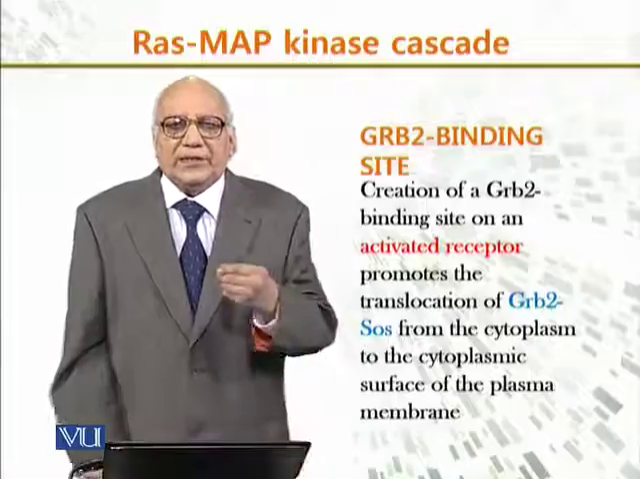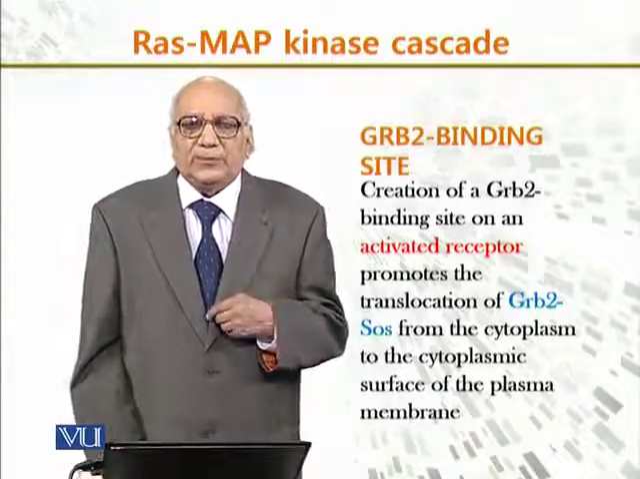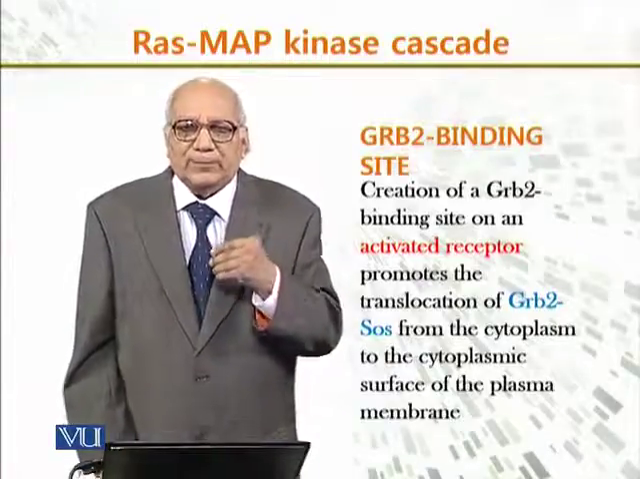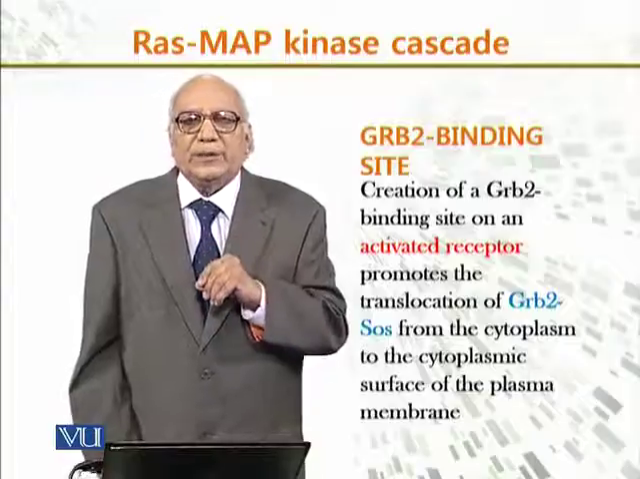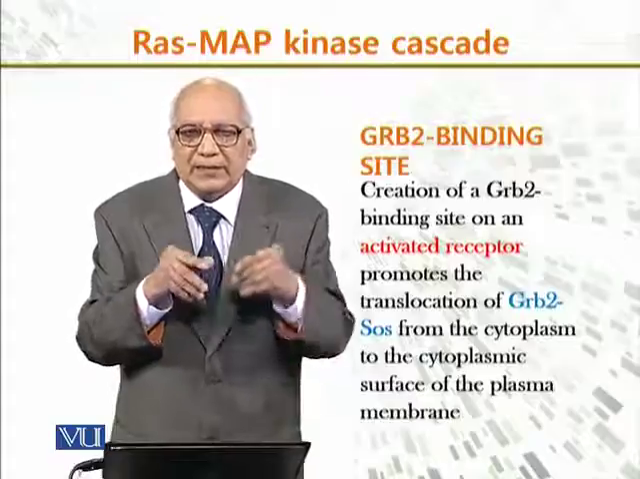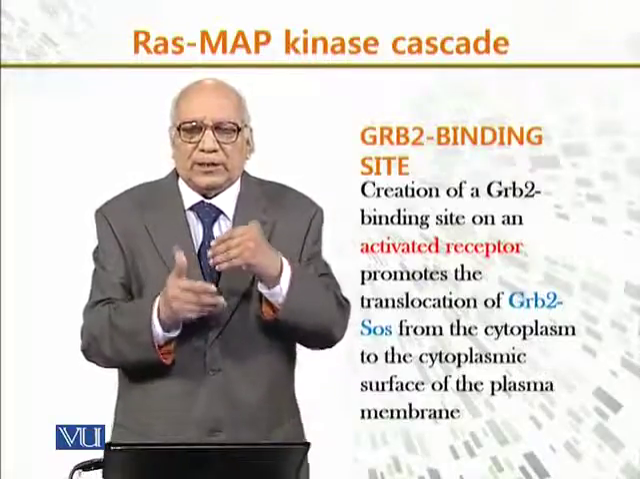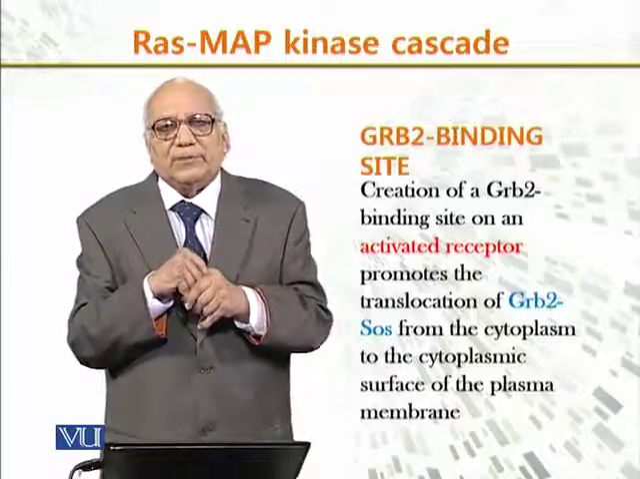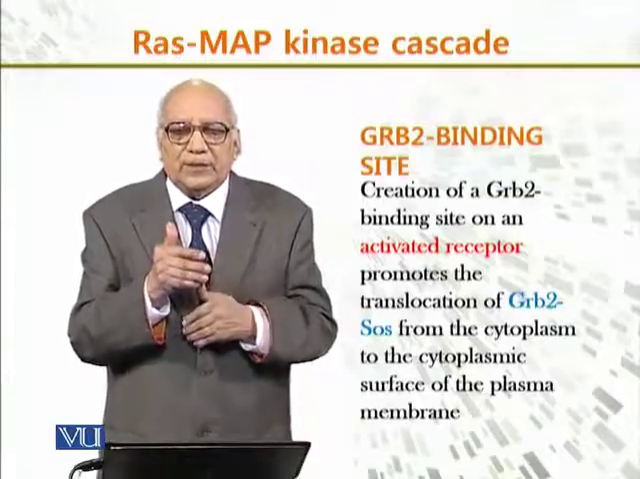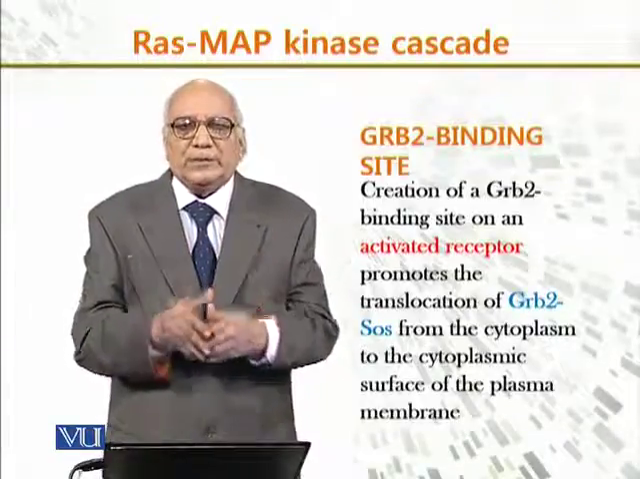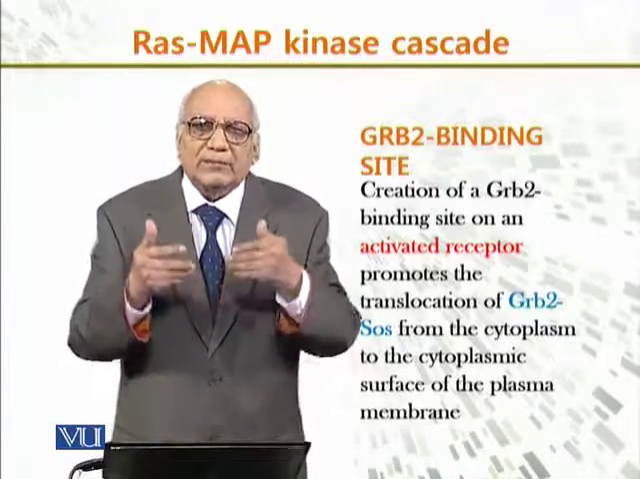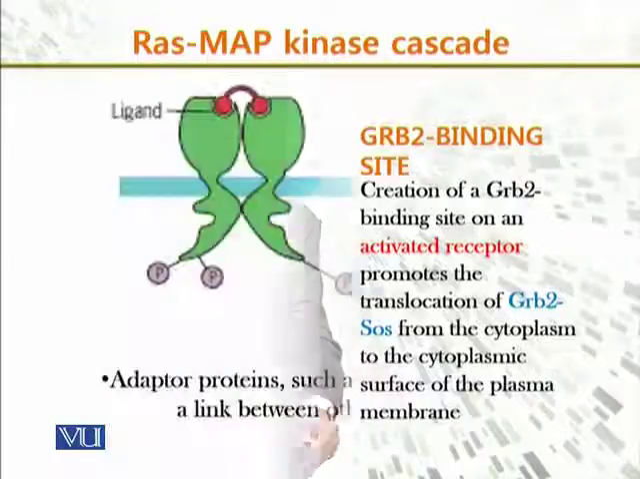Now, GRB2 binding sites, they create a GRB2 binding site on an activated receptor, and it promotes the translocation of GRB2. ये जो GRB2 की translocation है, उसको promote करता है, and SOS from cytoplasm to the cytoplasmic surface of the plasma membrane. अब देखें कि cascade कैसे बन रहा है कि it is going from cytoplasm to the cytoplasmic surface, and then to the plasma membrane of the cell.